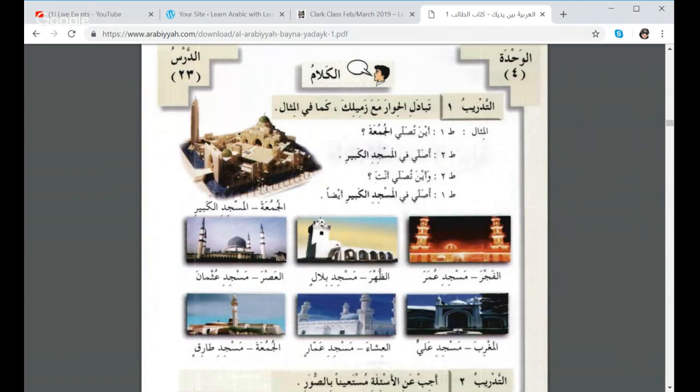Am I first? Yeah. Aina tusalli al-Dhuhr? Let me tell you, what's Dhuhr? It's another one of the prayers. Dhuhr is the early afternoon prayer, so it would be the second prayer of the day. It's right about 12 or 1 o'clock, somewhere in there. Okay. Usalli fil masjid Bilal.